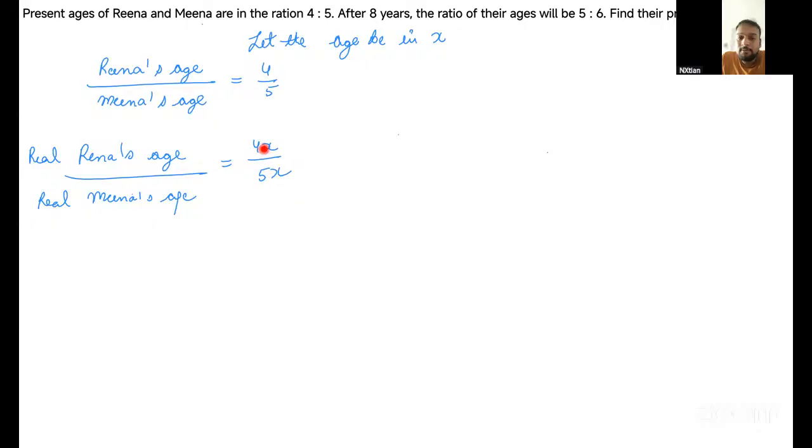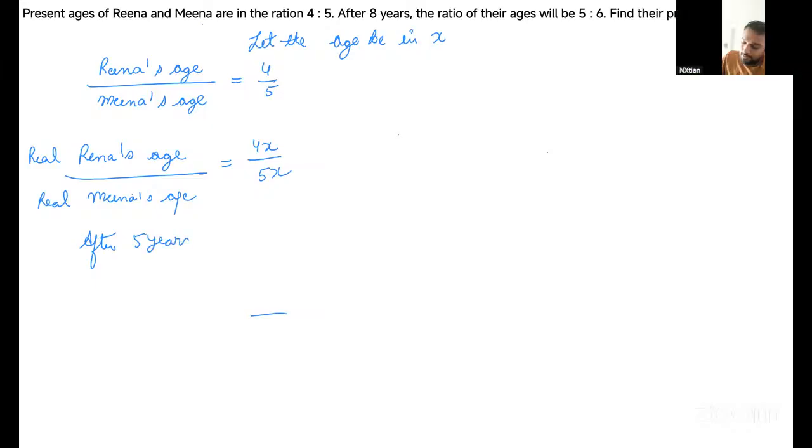For example, if the x value comes as 4, then 4 times 4 is 16, and 16 is the real age. Because they are in the form of a ratio, they are in simplified form. That's why they are written as 4 is to 5. But the real age I don't know. That's why I take 4x as the real age of Reena and 5x as the real age of Meena. Did you understand? Yes.